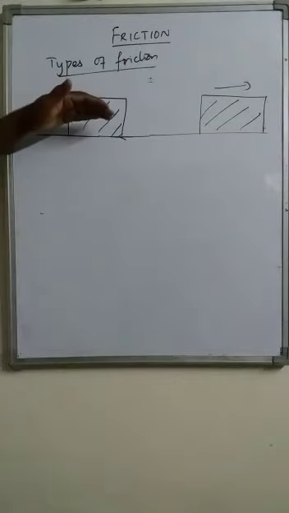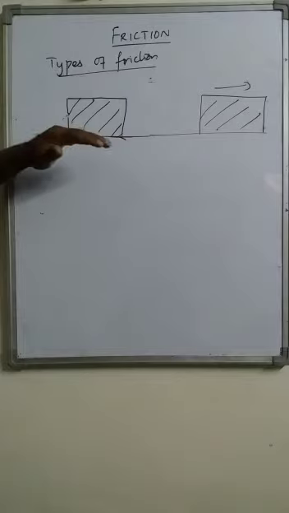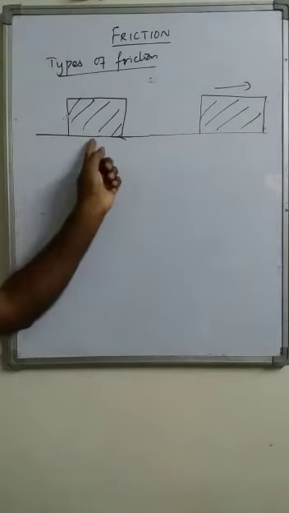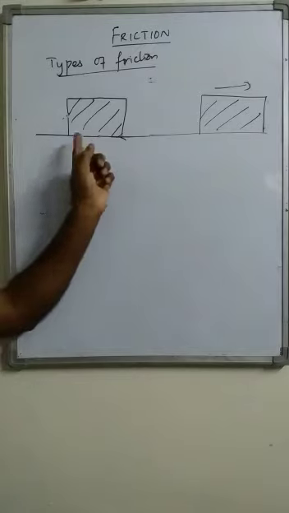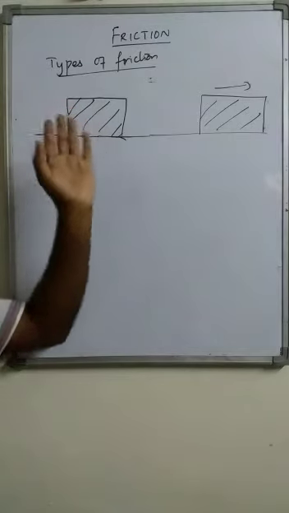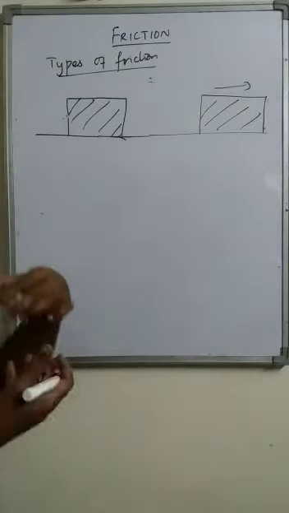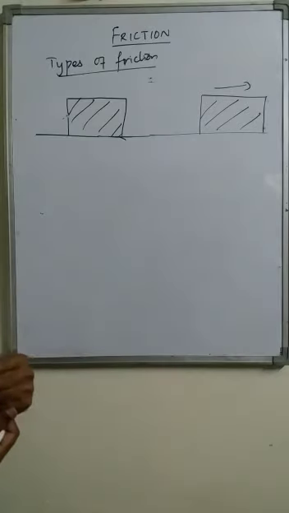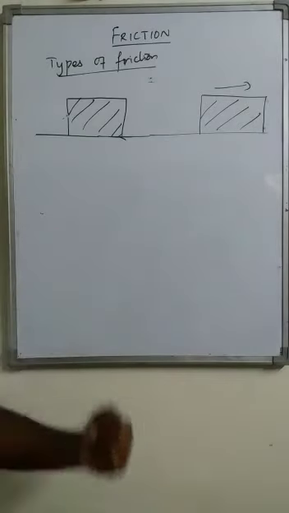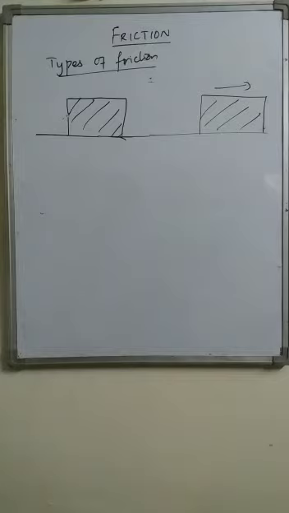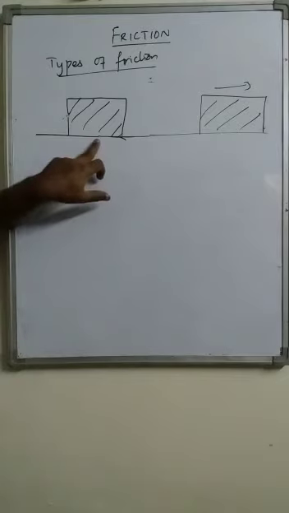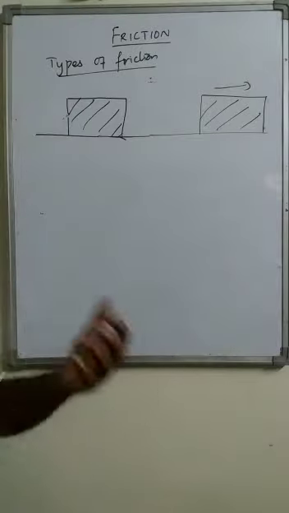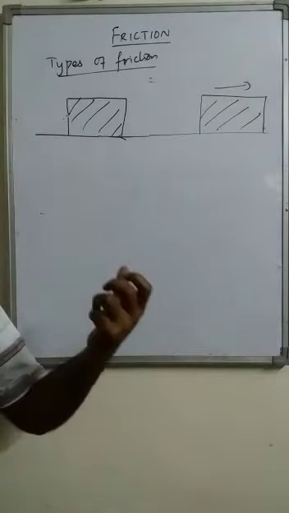and we know the cause of friction. Why does the friction arise? Because of the irregularities present on the surface and on the surface of the block. The irregularities of both the surfaces get interlocked. Then the friction arises. If the interlocking is stronger, friction is higher. If the interlocking is weaker, friction is lesser.